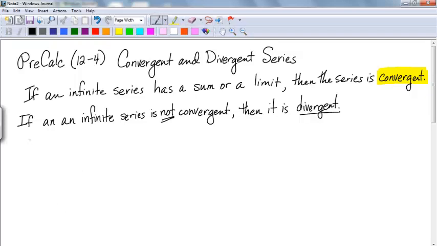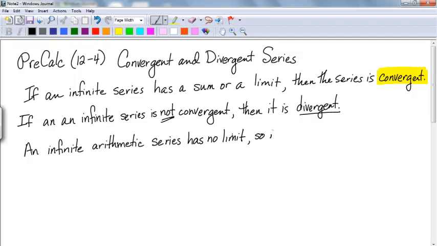Okay, so an infinite arithmetic series, so that means it's going to have a common difference and it's going to have the dot, dot, dot. An infinite arithmetic series has no limit, okay, so it is divergent. That's the first thing you check. Is it arithmetic? Okay, now highlight this. If it's an infinite arithmetic series, it's divergent. Okay, no matter what.